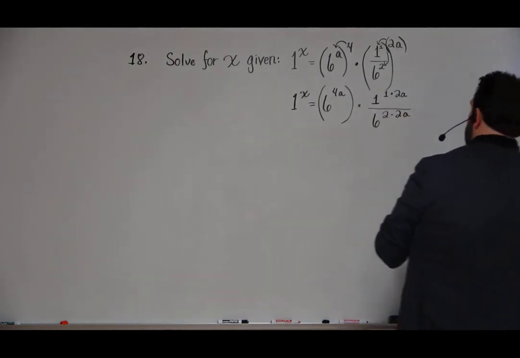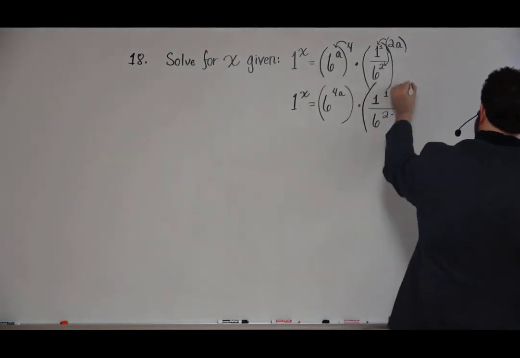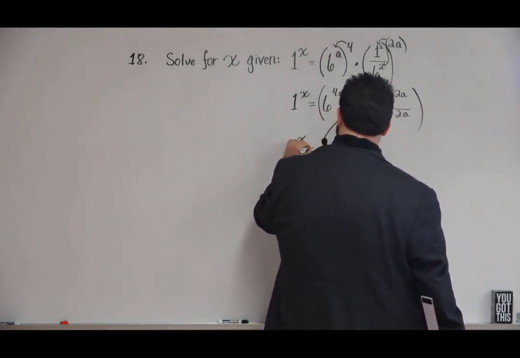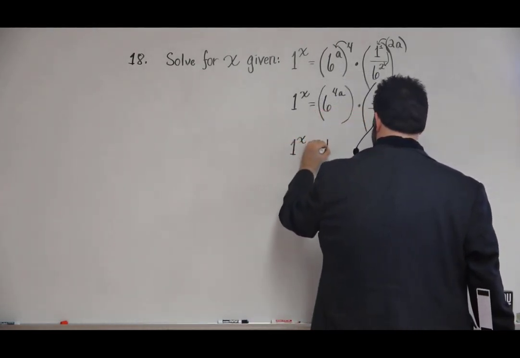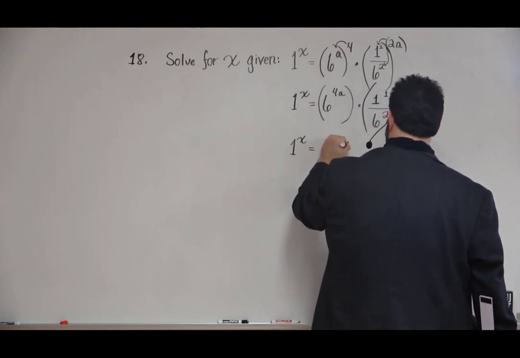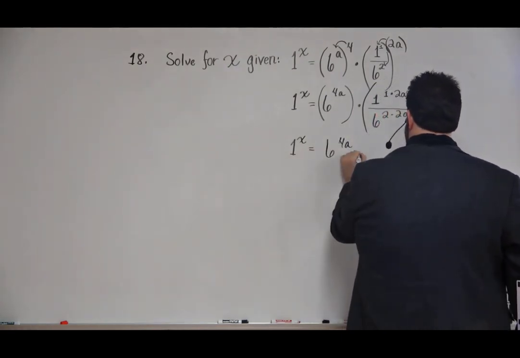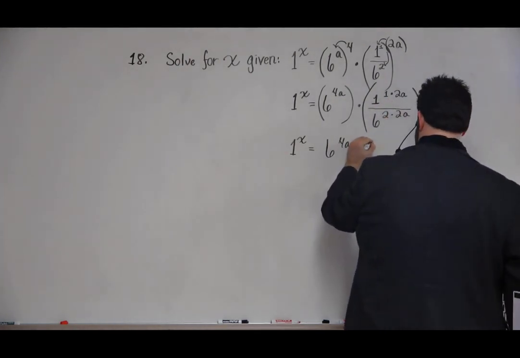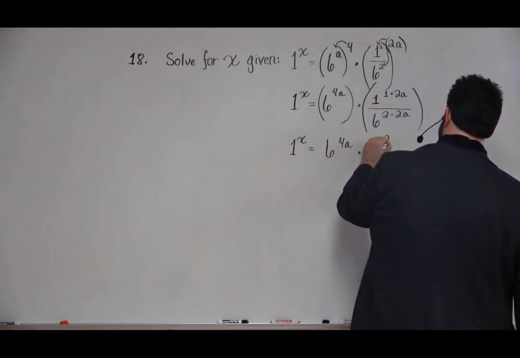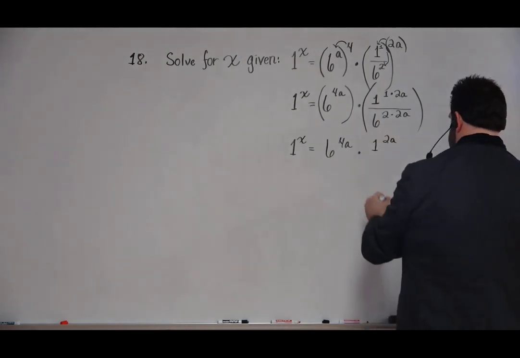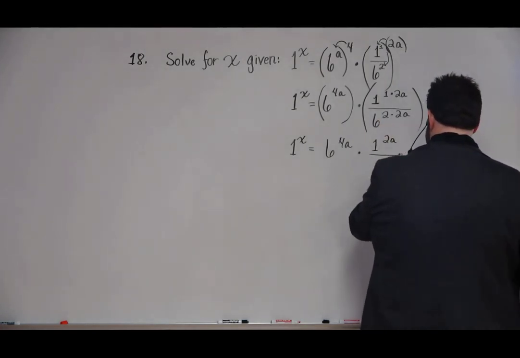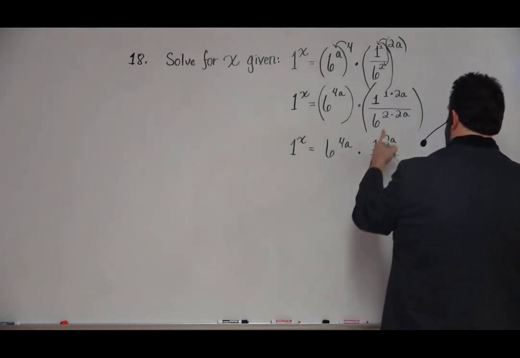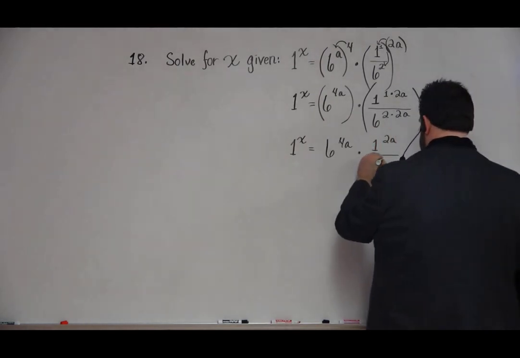We're going to do some more simplification. We write 1 to the power of x equals 6 raised to the power of 4a times, now, 1 raised to the power of 1 times 2a, that's 1 raised to the power of 2a, over, and down here we have 6 raised to the power of 2 times 2a, which is 4a.